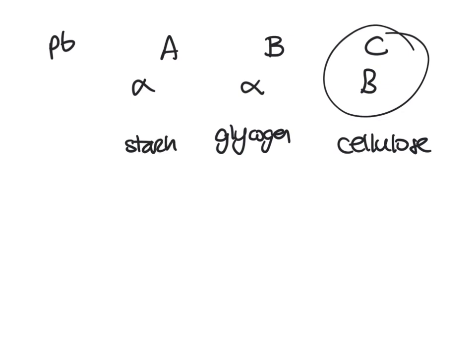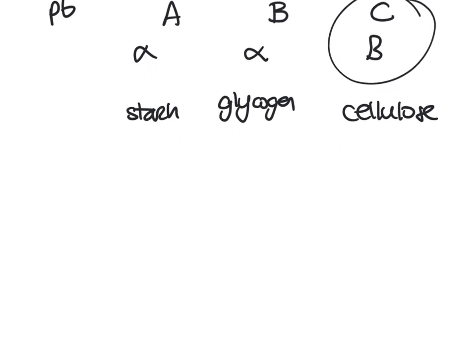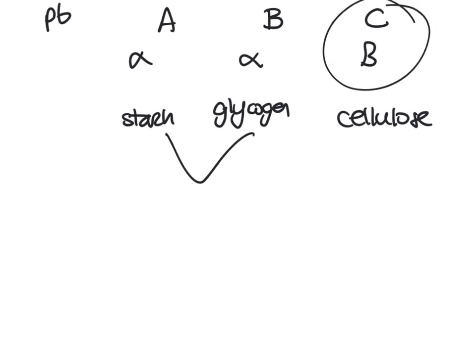If you wrote amylopectin, that's also okay. It does tell you that A is found in plants, so that obviously links in with starch. Glycogen, you know it's found in animals. It's also found in fungi. And cellulose is only found in plants. Function, these two, energy store. Cellulose, structural support.